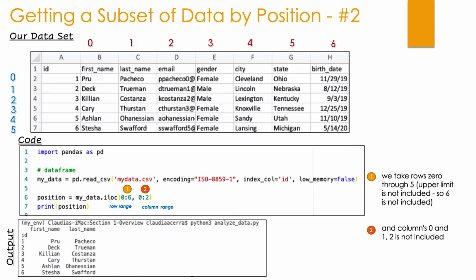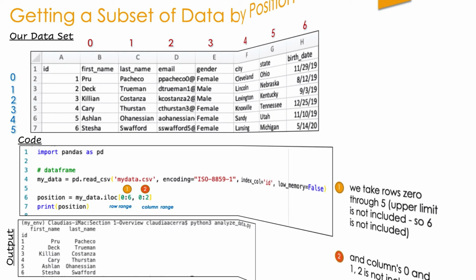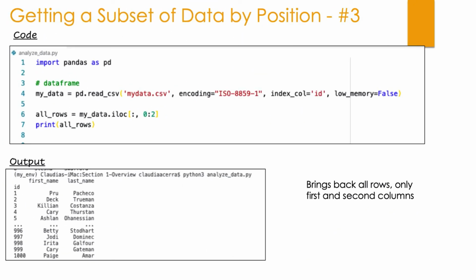Always the upper limits are not included when you slice in Python. Okay, still working with getting a subset of data by position. This is example number 3. This time we use just a solo colon, and it brings us back all rows and only the first and second columns.